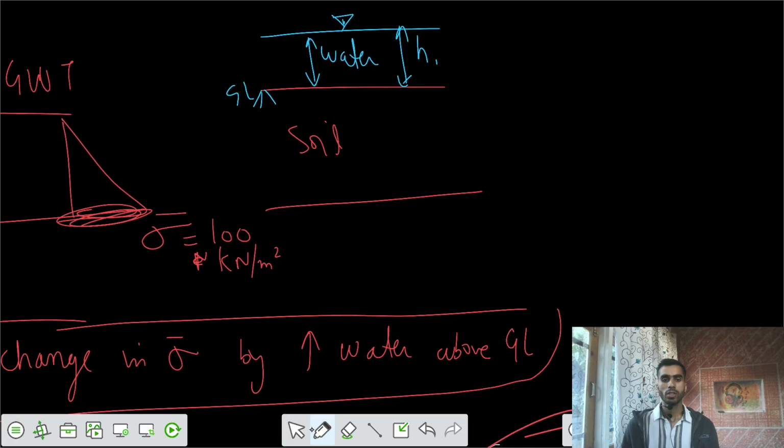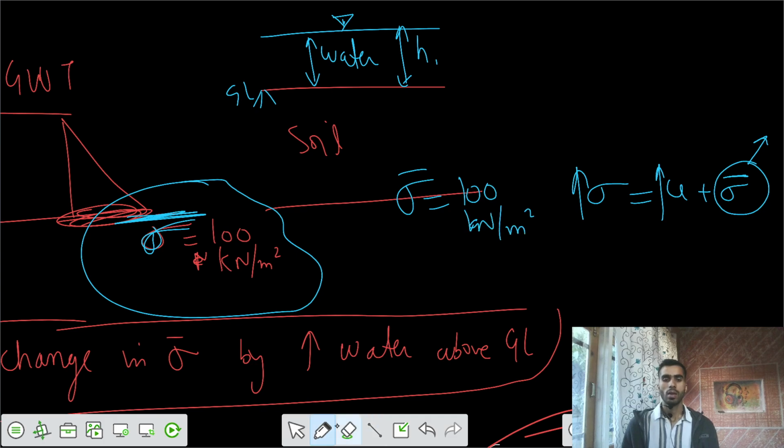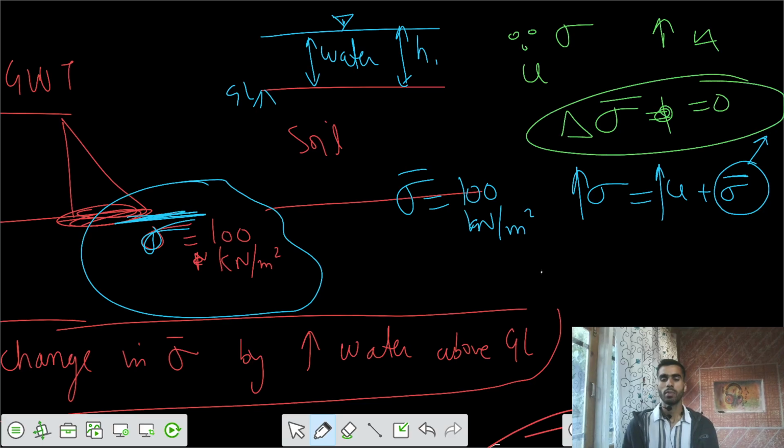Your effective stress would not change. Total stress would change, but your pore water pressure is also changing. So that means your sigma equals u plus sigma bar. Your sigma is increasing, and your pore water pressure is also increasing, but sigma bar is remaining constant. So we can write here sigma bar would remain equal to 100 kilonewton per meter square, because the increase of sigma results in an equal increase of u, such that your sigma bar does not change. Change in sigma bar is equal to 0. So that's a very important conclusion also.